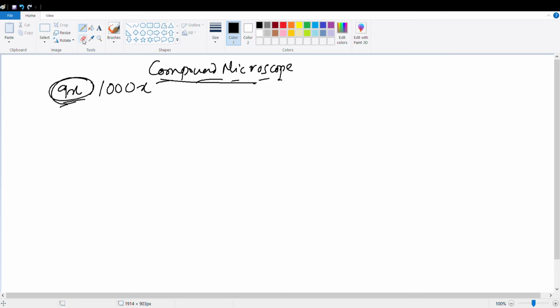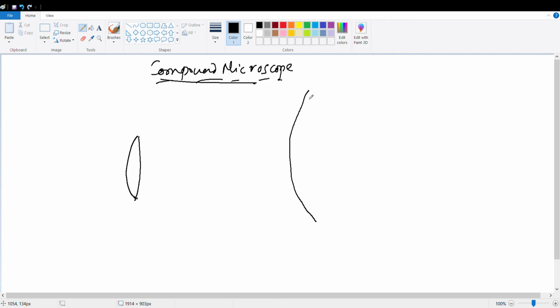So to understand how a compound microscope works, we have to understand its construction. So in a compound microscope we have two lenses, two biconvex lenses. So first we'll draw the diagram. There are two lenses, okay. One is called objective lens, which is placed.